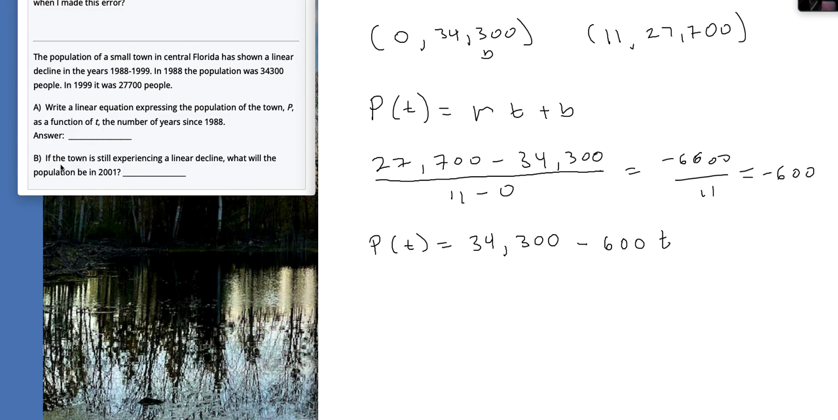If the town is still experiencing a linear decline, what will the population be in 2001? Okay, so once we have this equation, then define 2001. 2001 would be 13 years after 1988. So what you're going to do there is find P of 13, which just means you're going to put 13 in here, and then that will give you the population 13 years later. Hopefully that helps.